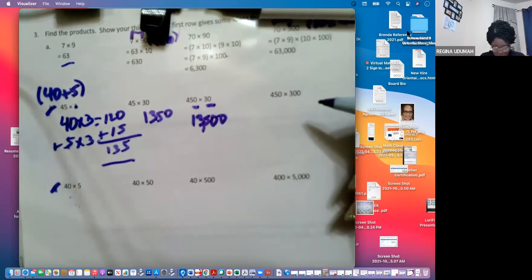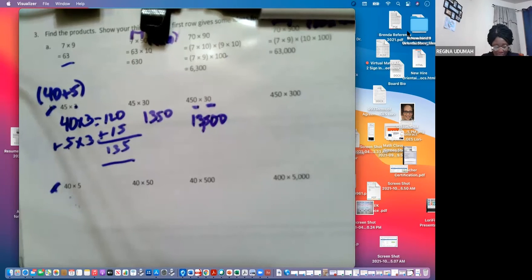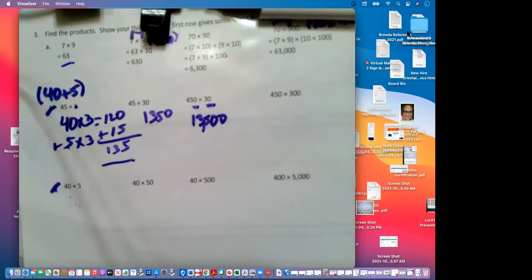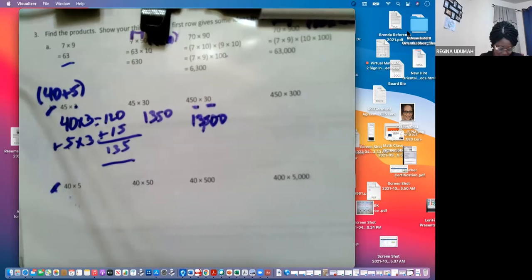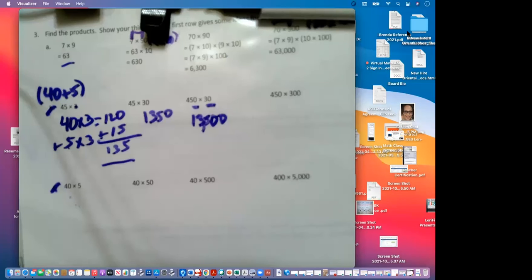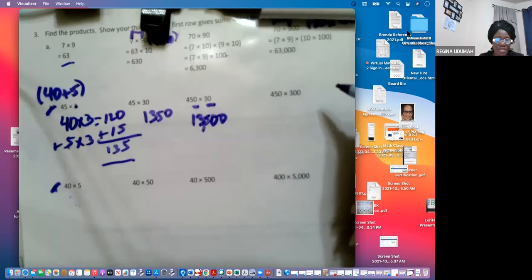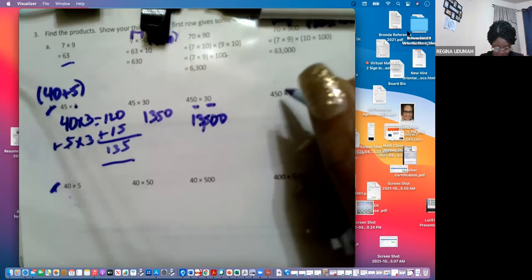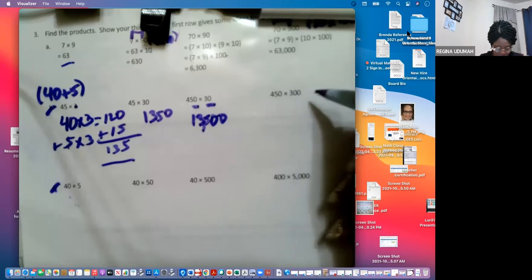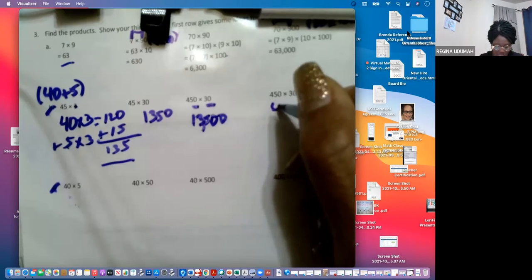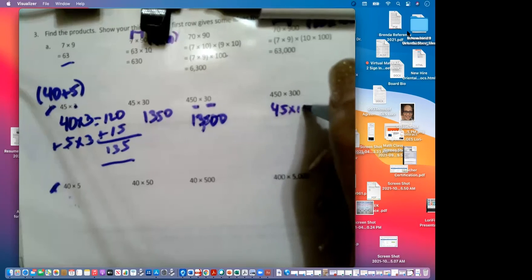Let me see the way I did mine. How'd you do it? I multiplied 45 by 30. I'm breaking it down here: 45 by 10 and 3. That is 45 times 10 and 3 times 10.